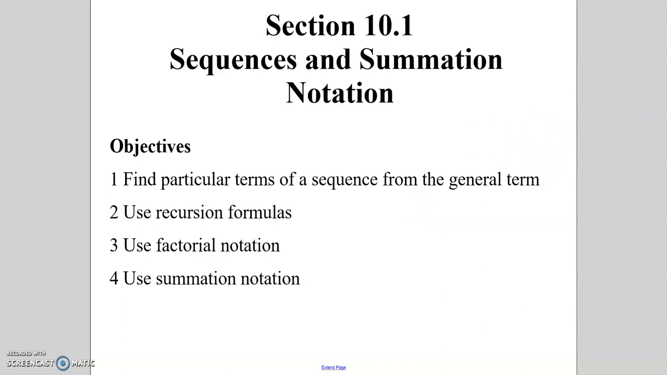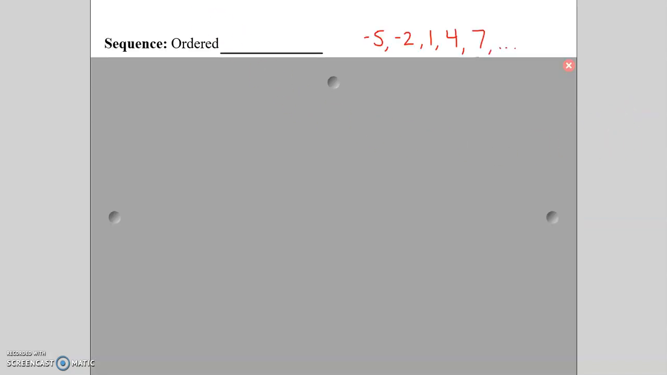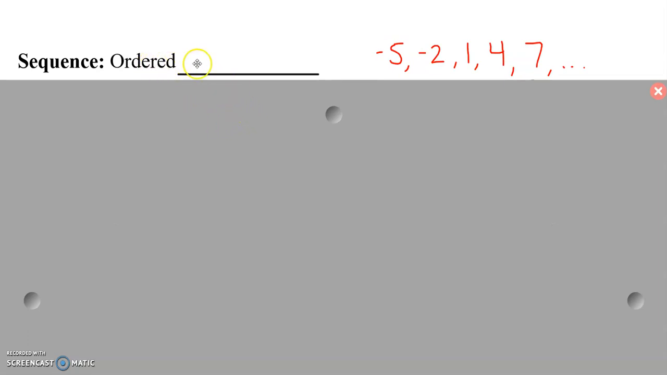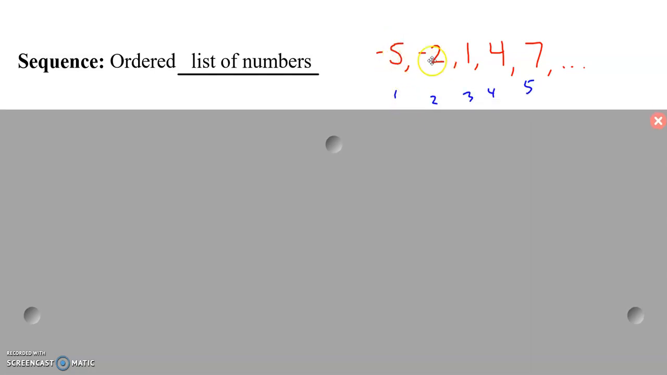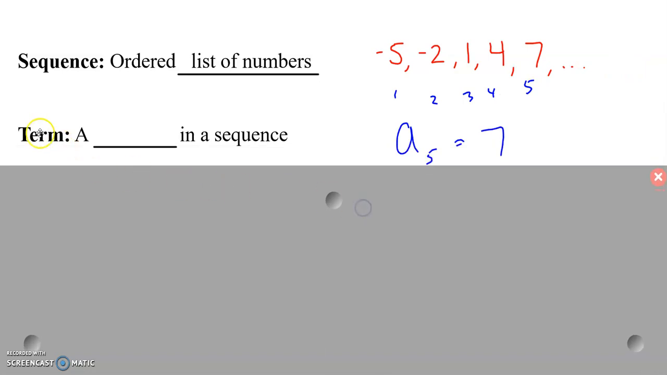So we're going to start with some vocab here. A sequence is an ordered blank. An ordered what? This is an example of a sequence. That would be an ordered list of numbers. So a sequence is an ordered list of numbers, and we can call them the first, second, third, fourth, so they're in order. Now, a term is a blank in a sequence. So a term is a number in a sequence.